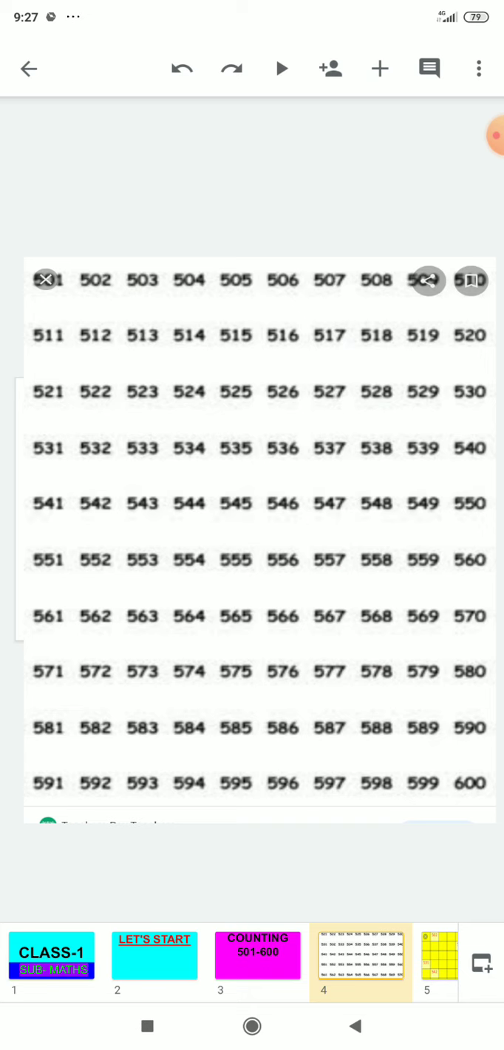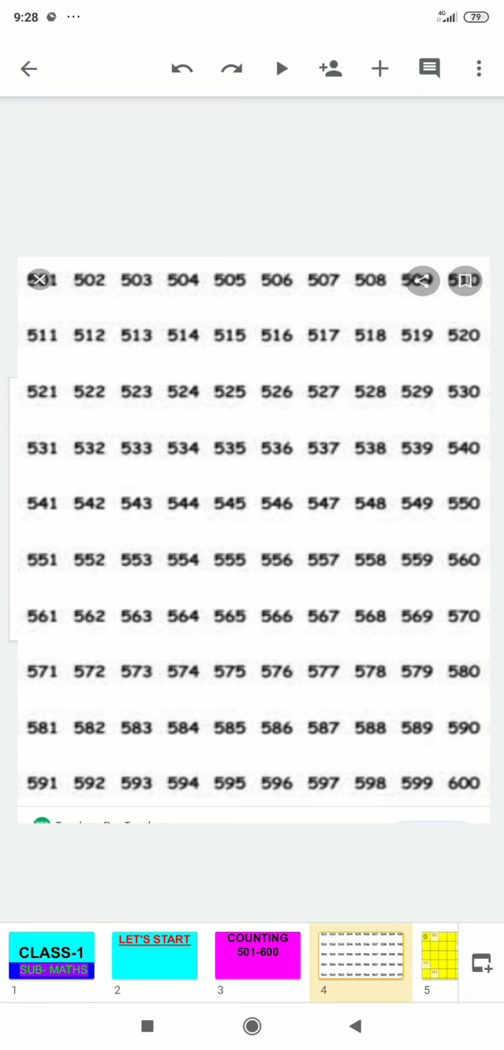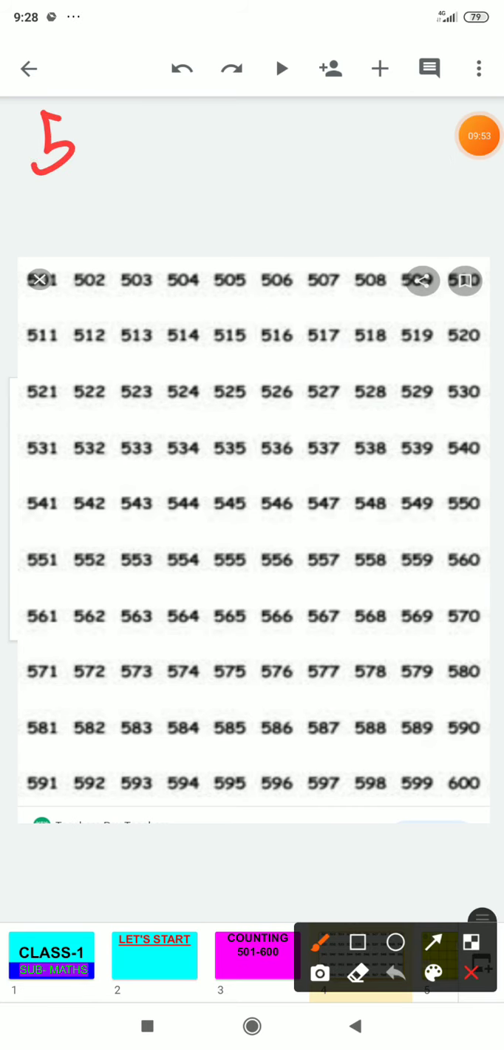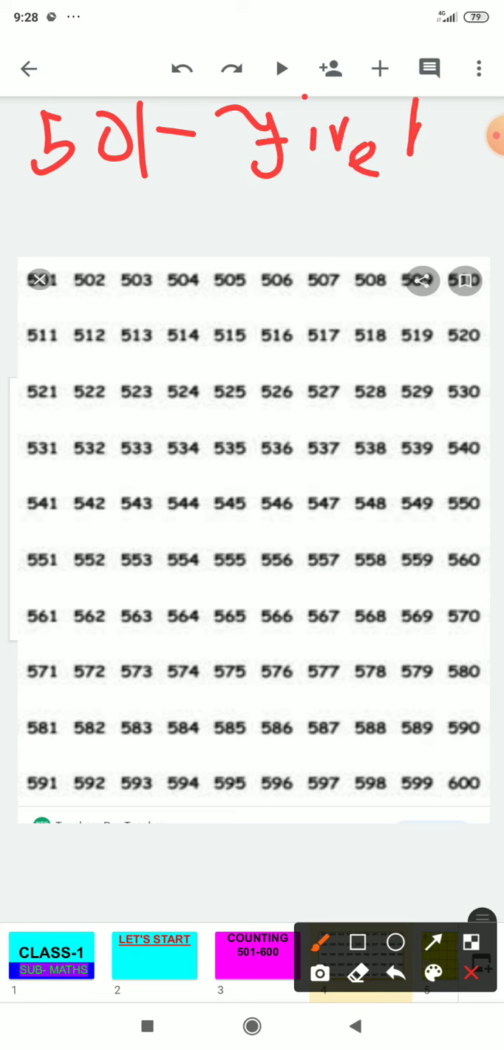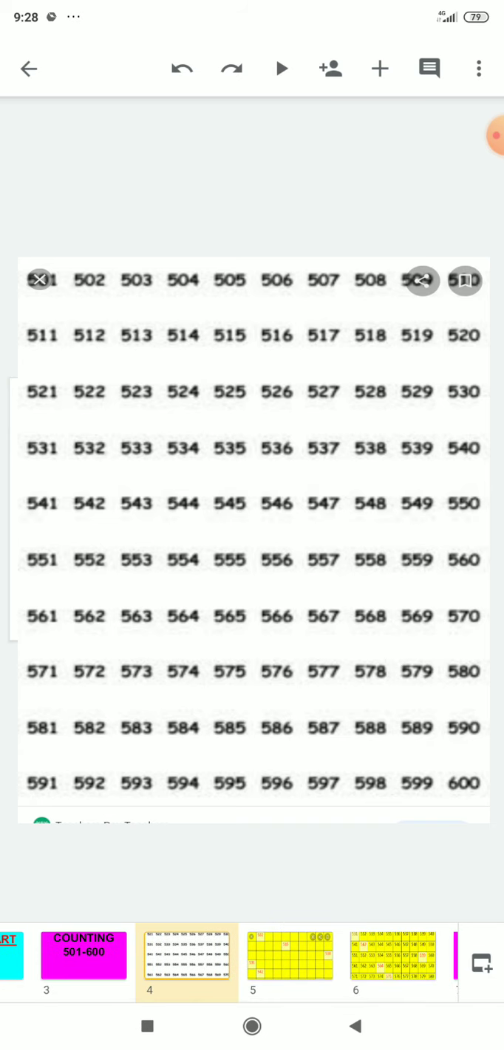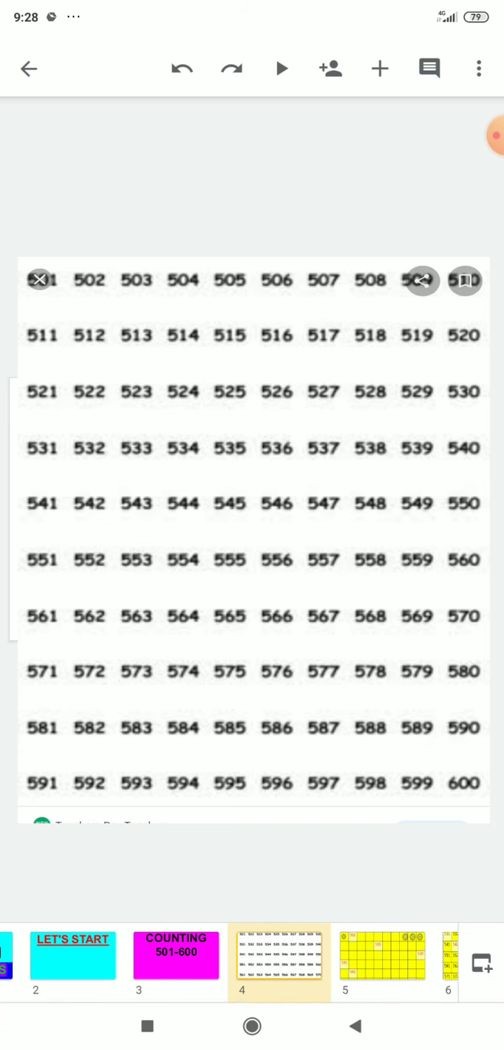Okay, so this is your counting, and the most important thing is you have to write number names along with the number. So you are supposed to write 501 starting. In the next step you have to write the spelling, 500 and so on. Okay children, so this work you have to do in your fair notebook.